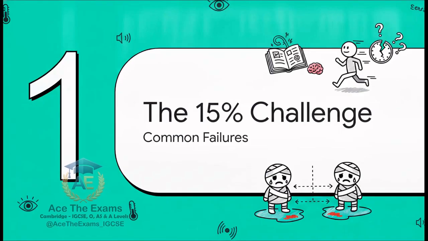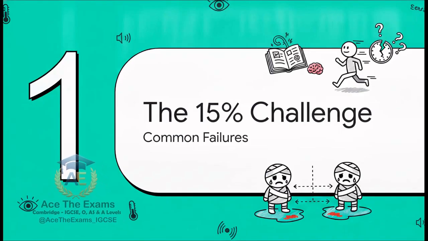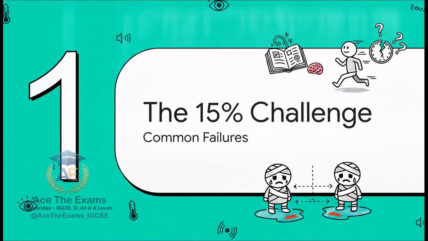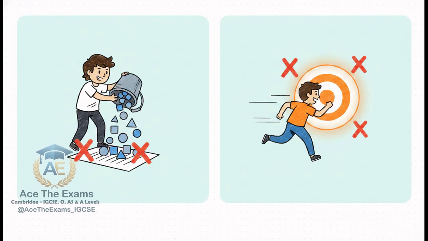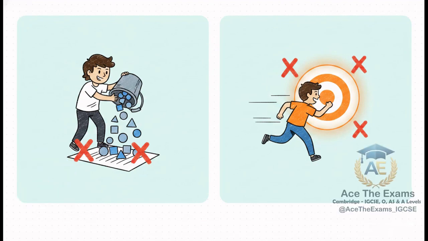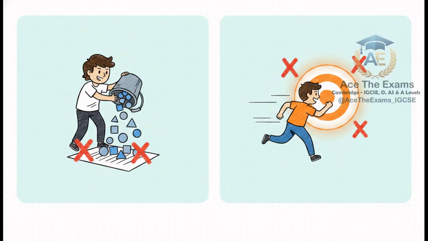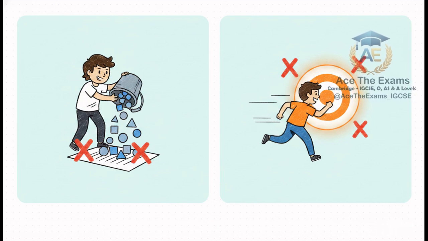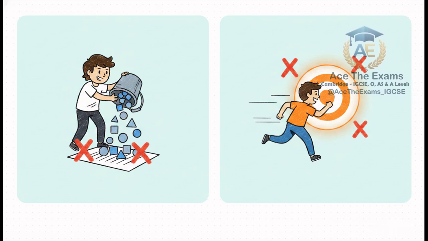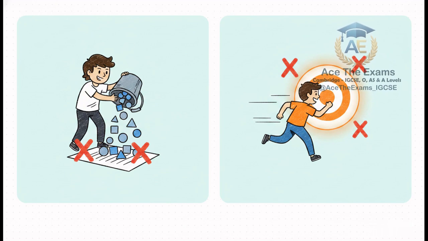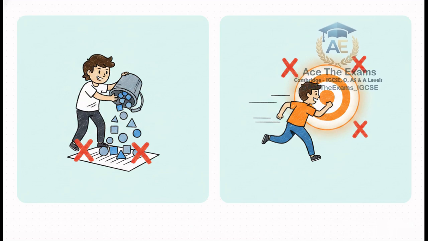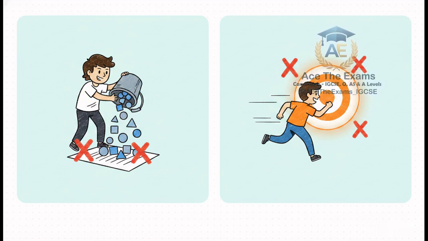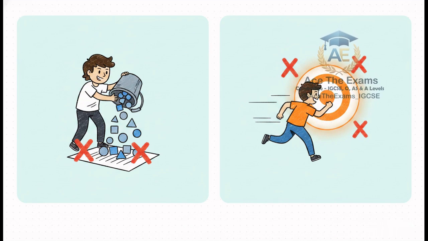Okay, Phase 1, the 15% challenge. To truly understand how to extract maximum marks, we have to study failure first. Meet our two compromised agents in the field. We have Alex, who we'll call the data dumper, and Sam, the sprinter. Now, Alex has memorized the entire textbook cover to cover, knows every definition. But Alex has absolutely zero analytical strategy. Sam, on the other hand, has really great ideas, but always panics under the ticking clock and completely ignores the command words in the prompt.